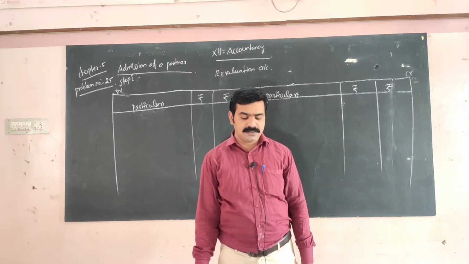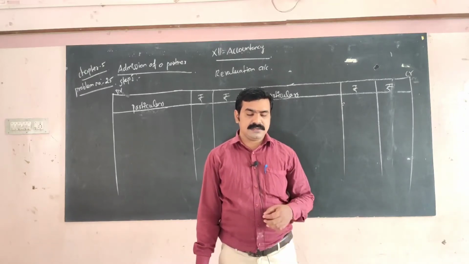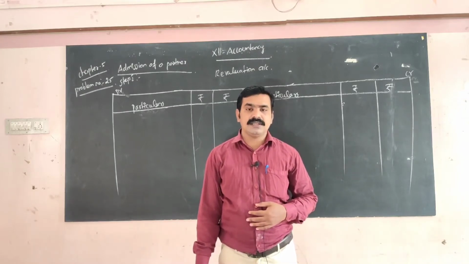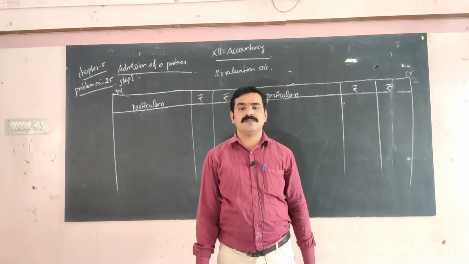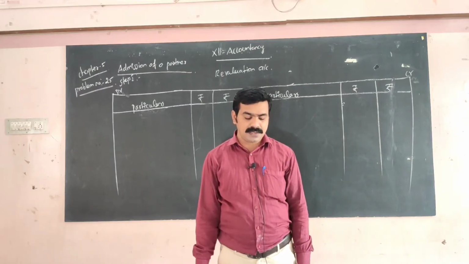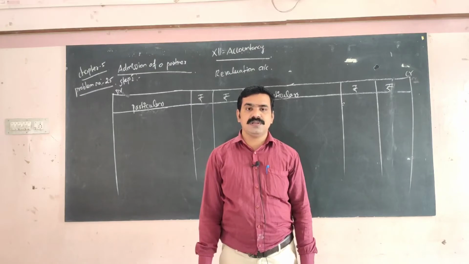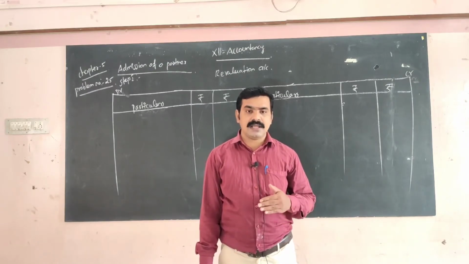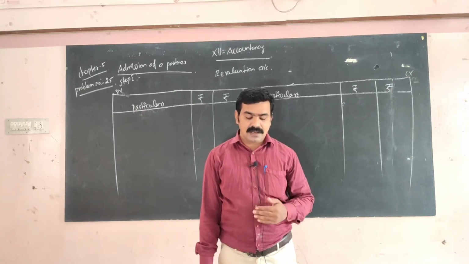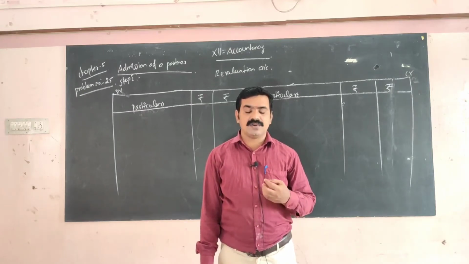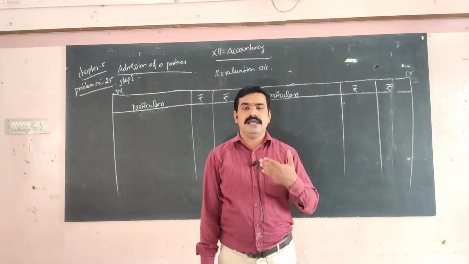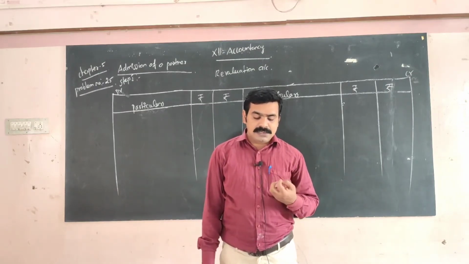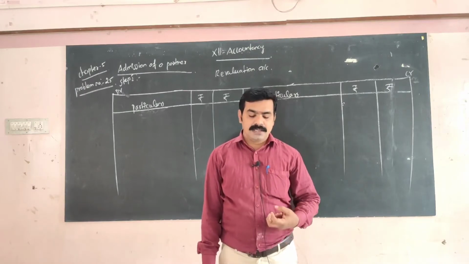They decided to admit Sugumar into partnership for 1/4 share in the profits on the following terms. First, Sugumar has to bring rupees 30,000 as capital. His share of goodwill is valued at rupees 5,000, but he could not bring cash towards goodwill. So in this problem, Sugumar is a new partner.